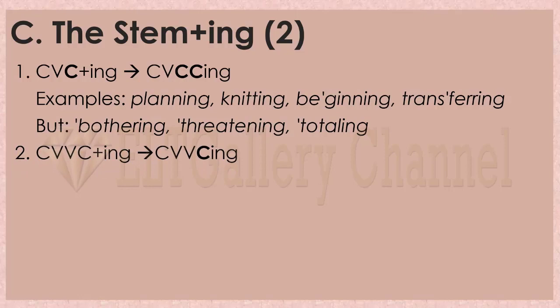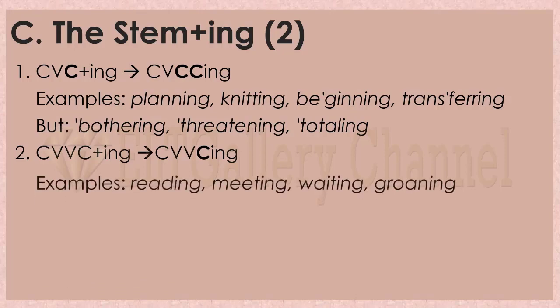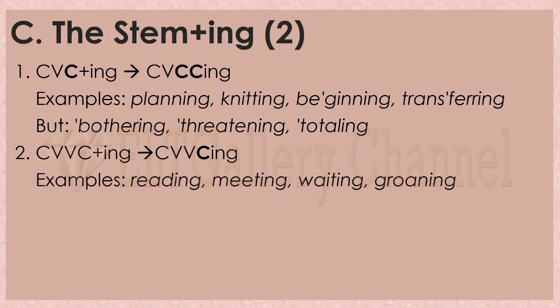The next form we have: if we have a syllable which consists of consonant, vowel, and consonant, and the ing form, then the last consonant is not double. Here we have words like reading. So we have consonant, vowel E, vowel A, and the consonant D. So we have reading, meeting, waiting, groaning. The last consonants are not double.